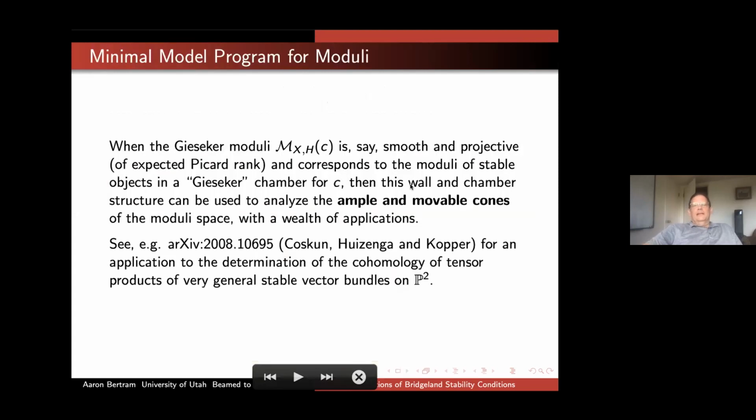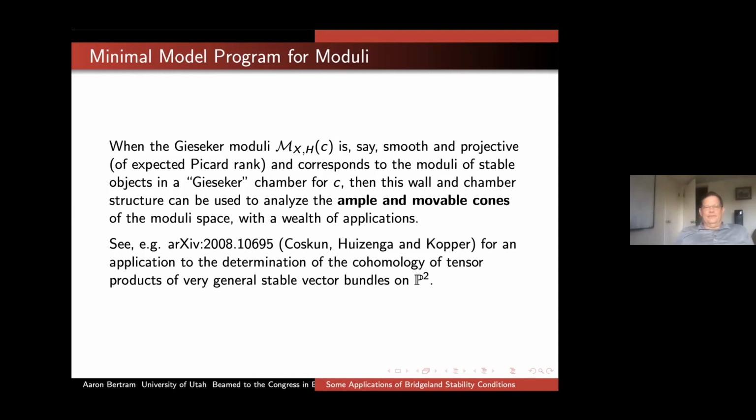That's one application. Another application is a big one, which I wanted to put down here because there's a lot of really interesting work by several of the co-organizers that I wanted to give a nod to. But so let's say the Gieseker moduli is smooth and projective, and again, as before, let's suppose it corresponds to a chamber in the Bridgeland moduli space. Then the idea is that you can use the wall and chamber structure to analyze ample and movable cones of the Gieseker moduli. Wealth of applications.